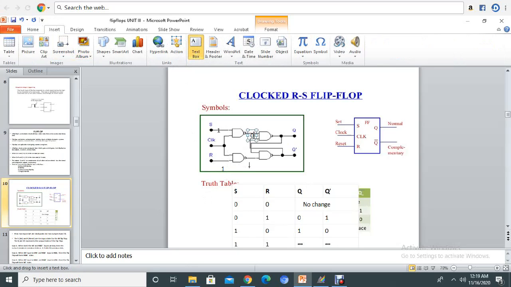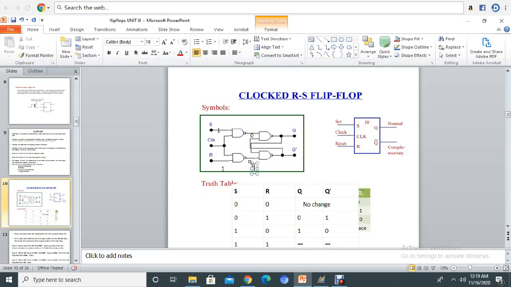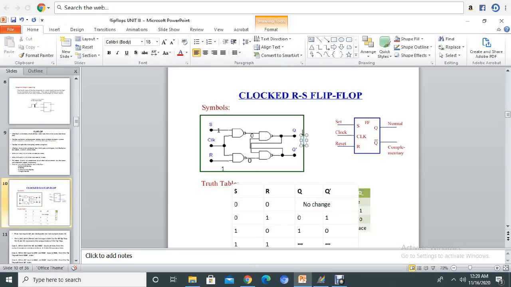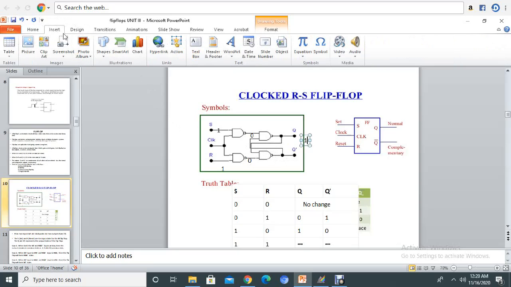Here also both are 1. So the output of this NAND gate is also 0. If any one of the input is 0, then the output will be 1. So now Q is equal to 1. Here also we have 0. So if any one of the input is 0, then the output will be 1. So Q bar is equal to 1.